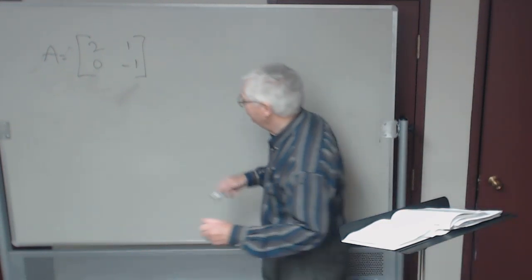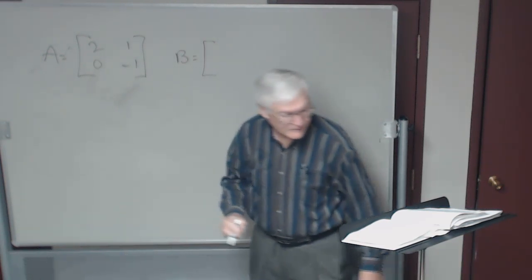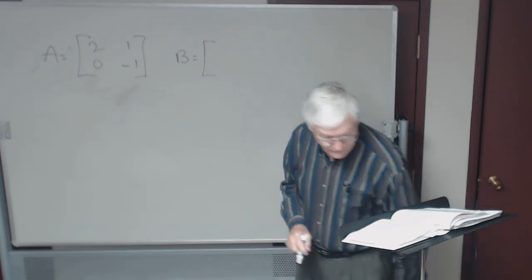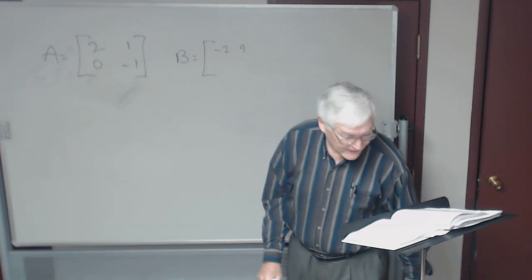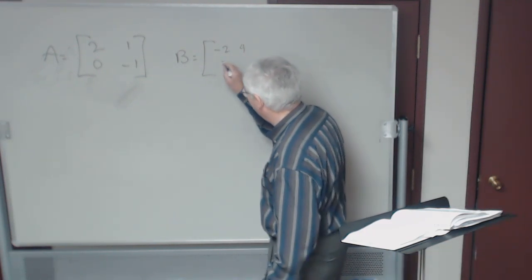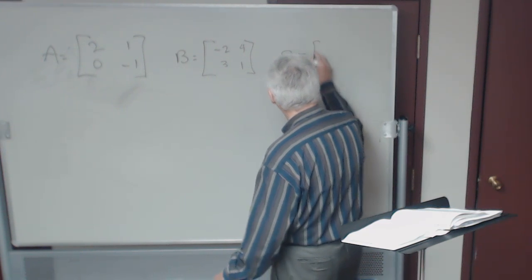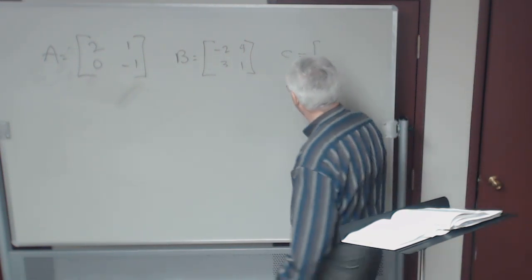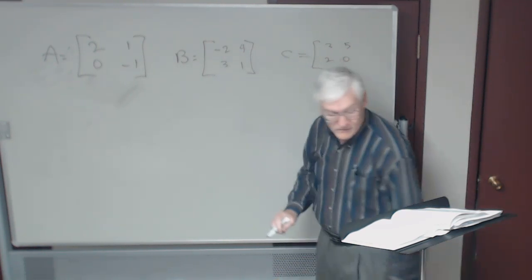And B is the matrix on page 603, negative 2, 4, and 3, 1. And C is the matrix 3, 5, and is it 2, 0? Good.